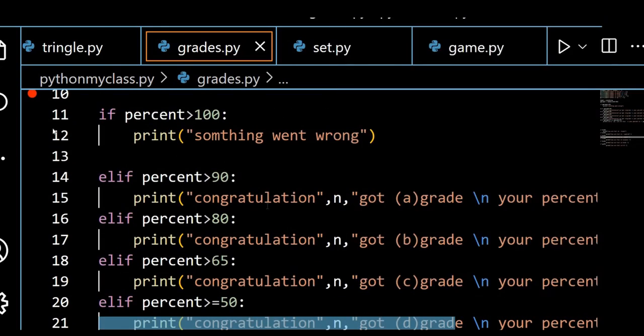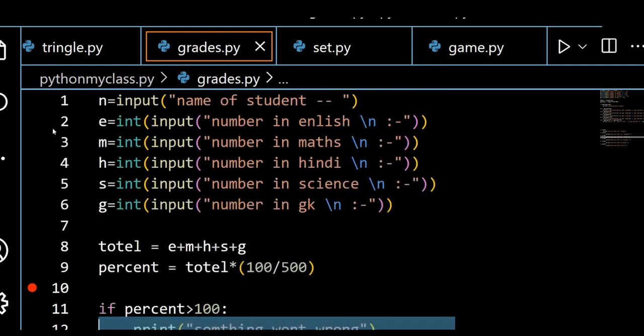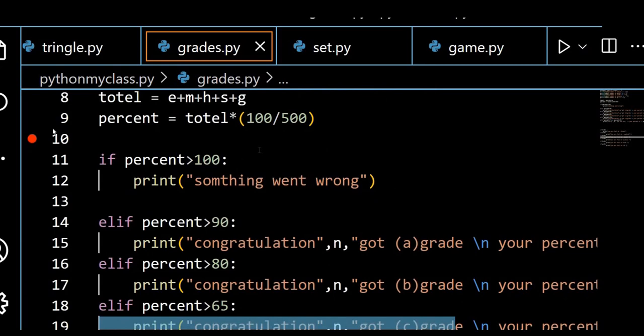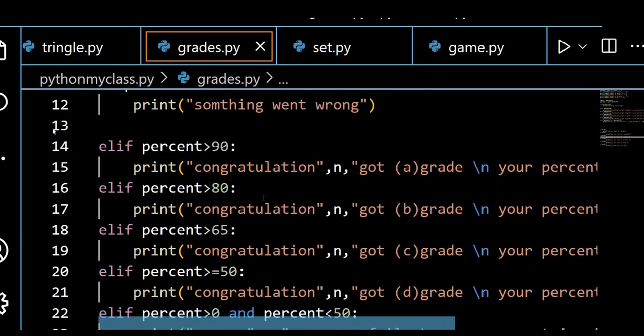When we run the program, it will take your name as well, because in the print statement I have given "Congratulations," then a comma, and in N I'll be storing the name of the student which the user will provide. So when we run the program, it will also give you the name of the student: "Congratulations Abhishek, you got A grade," or "Congratulations Abhishek or Nidhi, you got this grade."